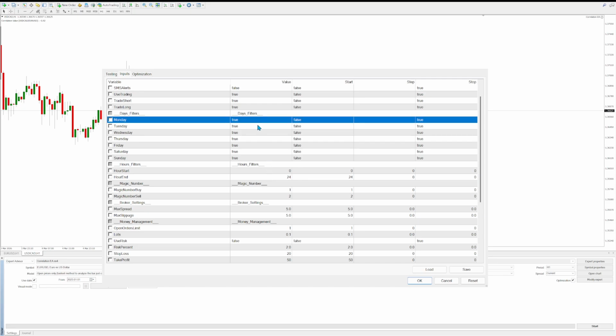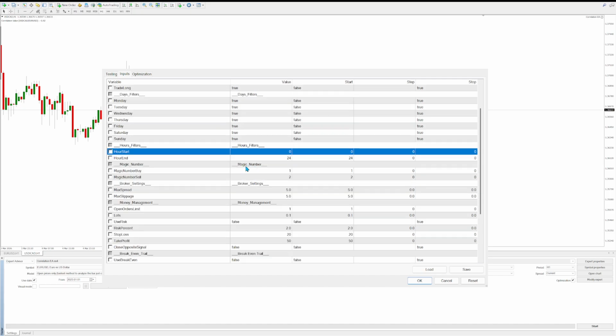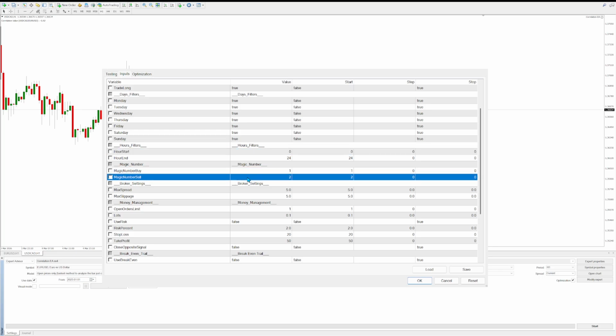Days filter, self-explanatory. The days of the week, hours filter, self-explanatory as well. Magic number, so this is the order ID. Order ID is sent along with the trades set to 1 for buy and 2 for sell by default. This is handy in case you're running multiple expert advisors on the same platform. You don't want them to clash with each other.